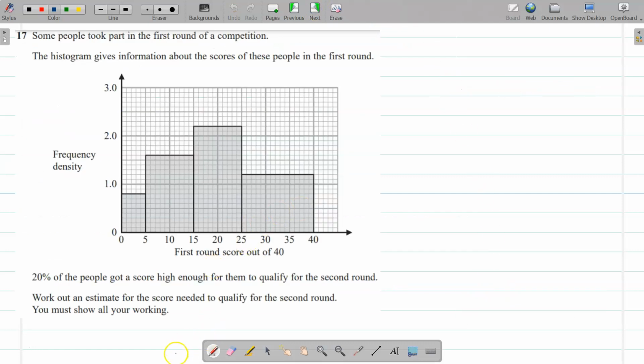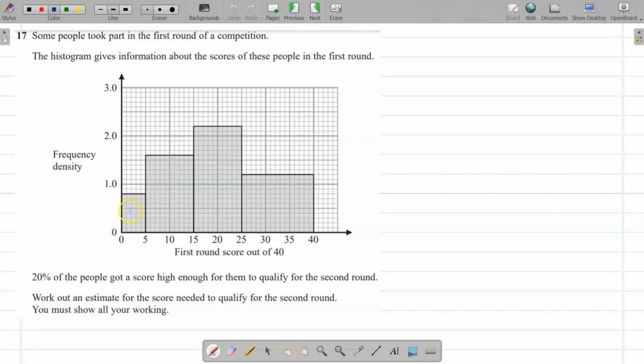Number 17, a histogram. 20% of the people got a score high enough for them to qualify for the second round. We've got to find what score the top 20% of people got. Well, we need to basically find the top 20% of this area. So let's work out the areas or the frequencies represented by each block.